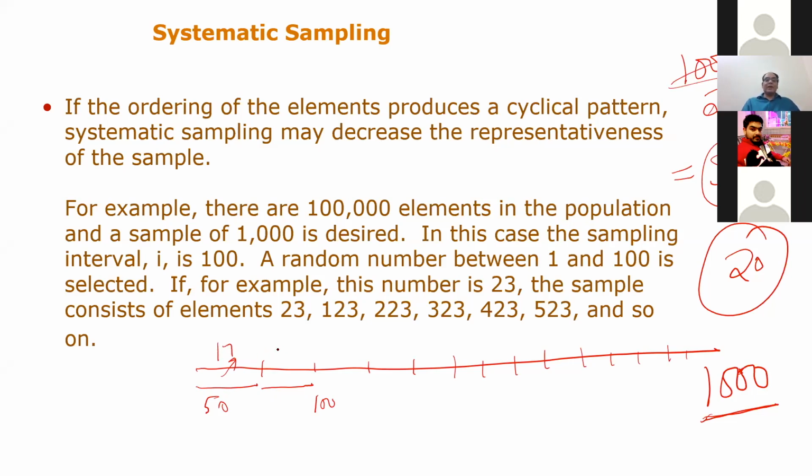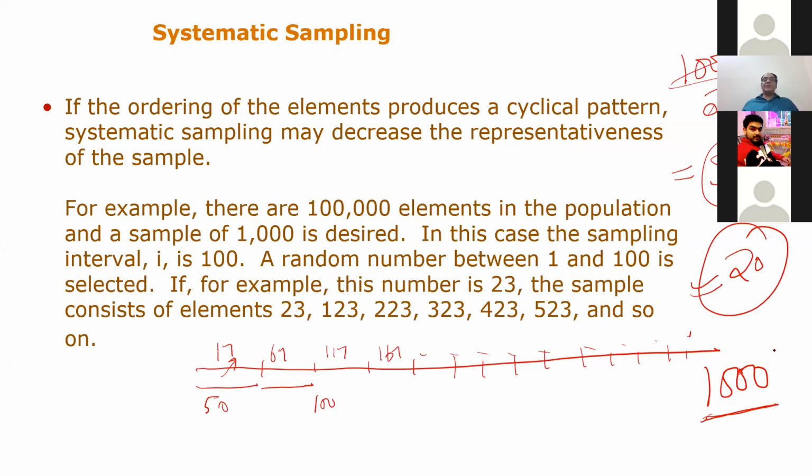So now the next number will be 67, then 117, then 167, like that. So similarly, you can collect the 20 people for the sample. So this method is known as systematic sampling. I hope it is clear, not very difficult.